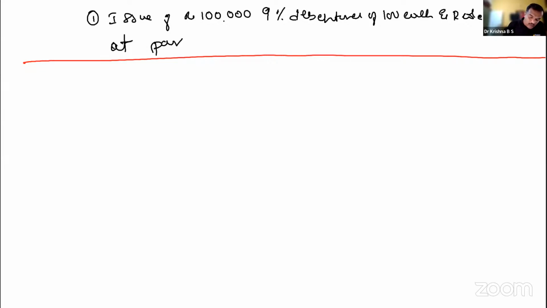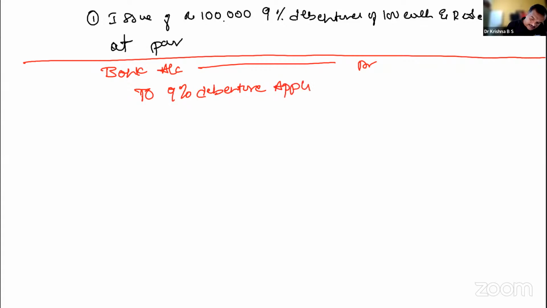Case number 1. What is the journal entry? I said you, bank account debited to 9% debenture application and allotment account. Bank account debited. One second. I will draw the format and write so that you will understand it better.